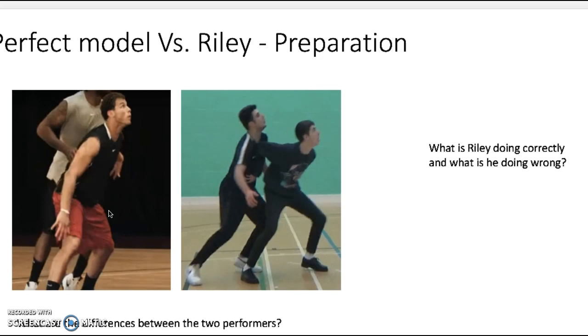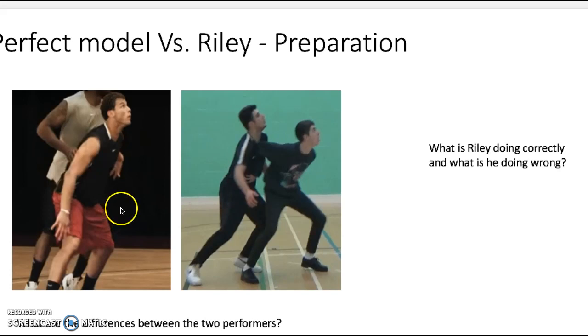However, Riley's arms could be a bit wider, like Blake's are, because his arms are quite narrow, so a passer could get in round the side and steal the ball, or get in front of him by getting round the side of him, because he's still quite narrow with his arms.